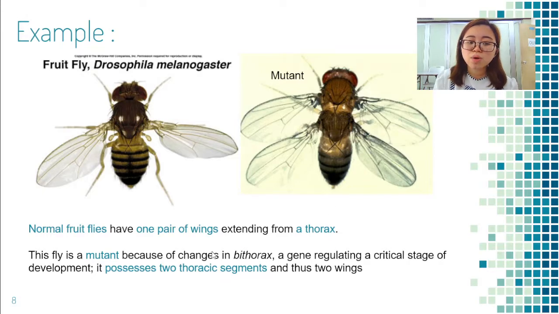Because this one has changes in bithorax, which is a gene that regulates a critical stage of development. Masa dia dalam telur itu, masa dia sedang terbentuk membesar dalam telur, okay, there was mutation in the gene, and the gene causes it to form two thorax instead of one. and it will just have two functional wings. So in this context, we can call that a normal fruit fly and a mutant fruit fly.